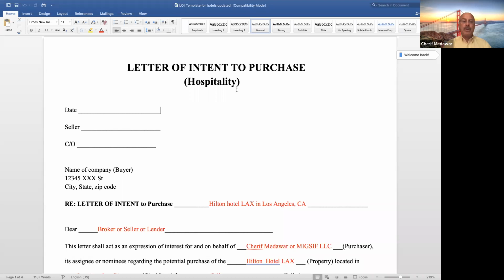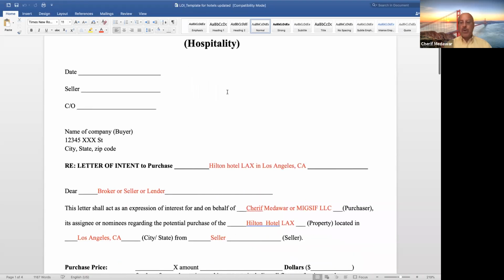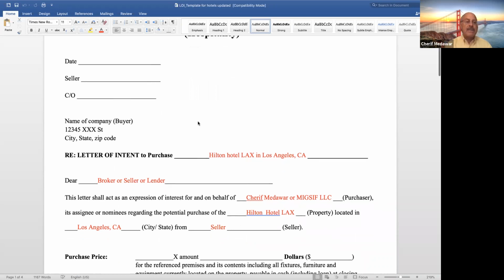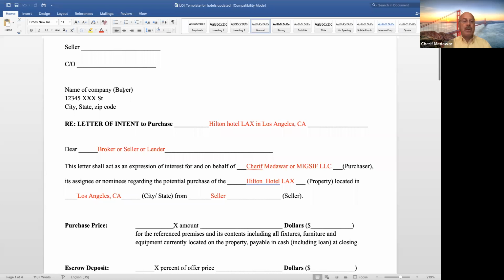Letter of intent to purchase. This is, of course, for hospitality and other types of properties. You're going to put the date right here. You're going to put the seller's name as a company, and then the care of whoever, the VP of the company, the president, etc. You put the name of your company, you're the buyer, maybe also your name, the address you have, and regarding letter of intent to purchase, the example here is the Hilton Hotel LAX in Los Angeles, California.